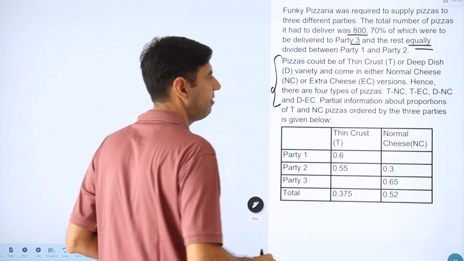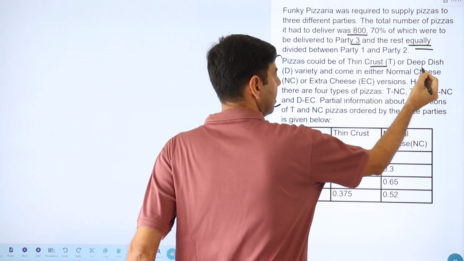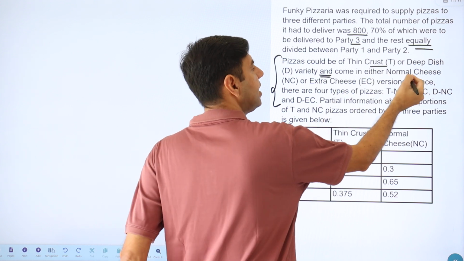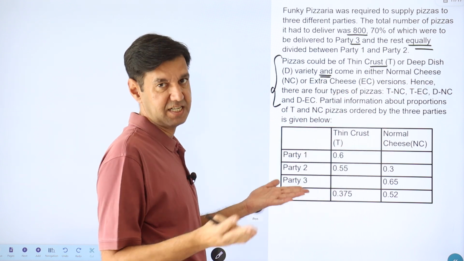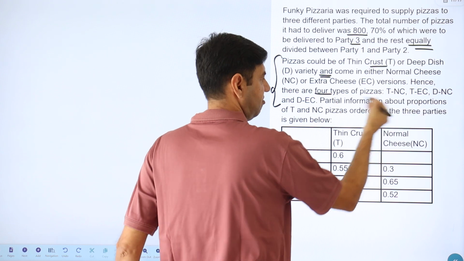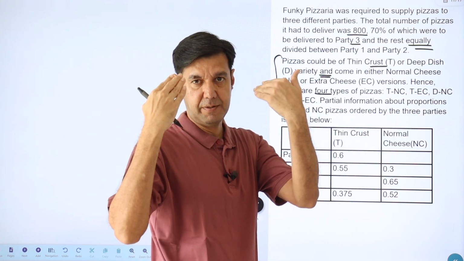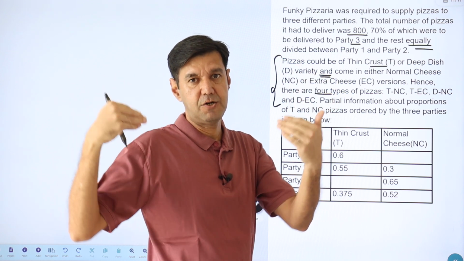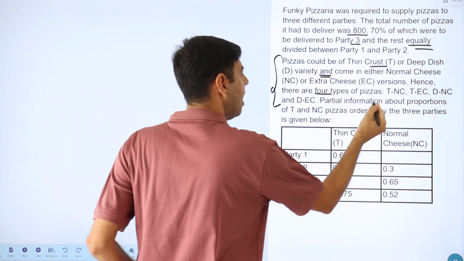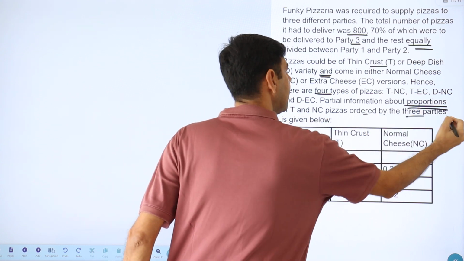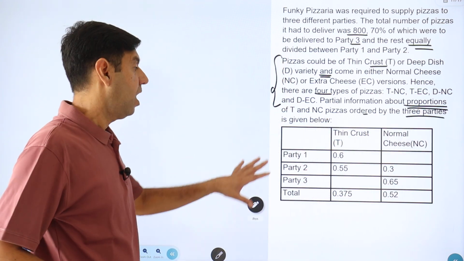Further, the pizzas are divided based upon their base as thin crust or deep dish, and on a different parameter as normal cheese or extra cheese. So there are 4 types of pizzas. So it's a classic 2 by 2 grid based upon the crust, thin or deep dish, normal cheese or extra cheese. So partial information about the proportions ordered by the 3 parties is given below.